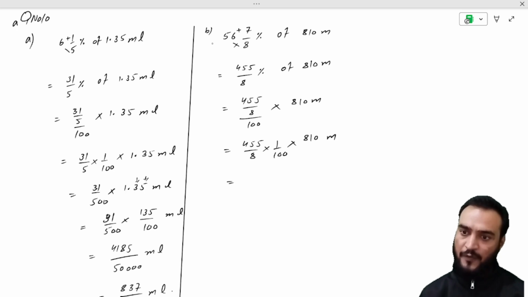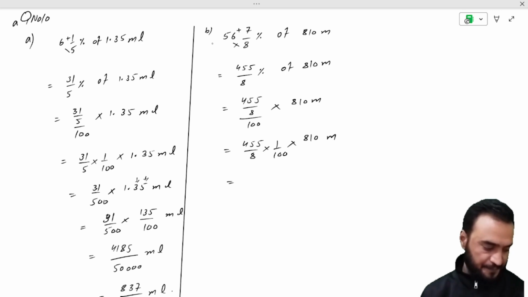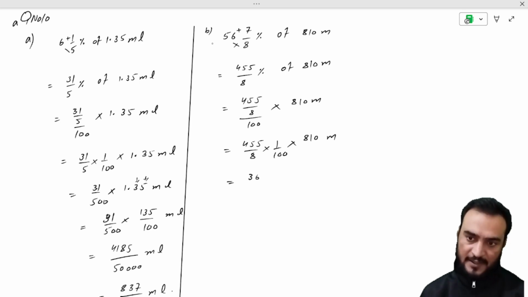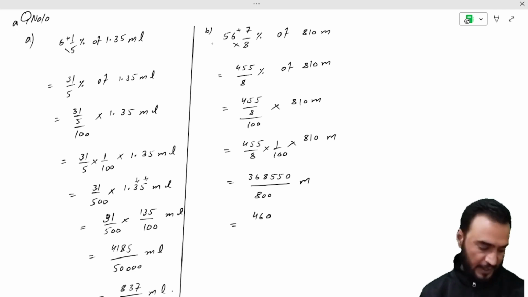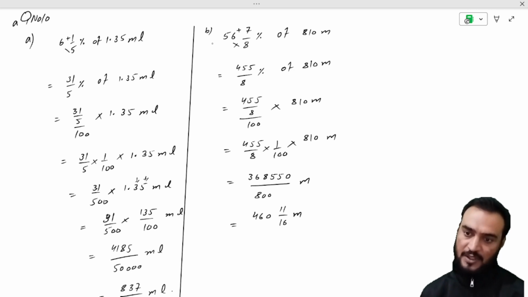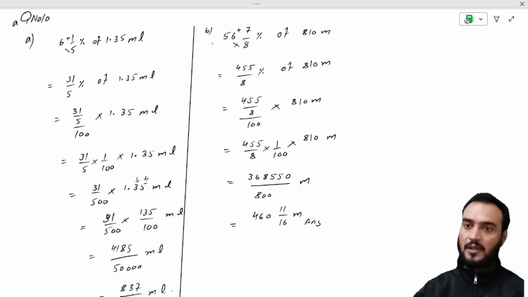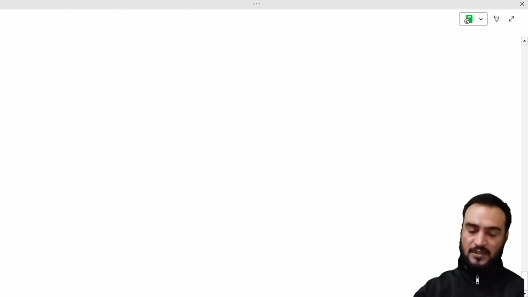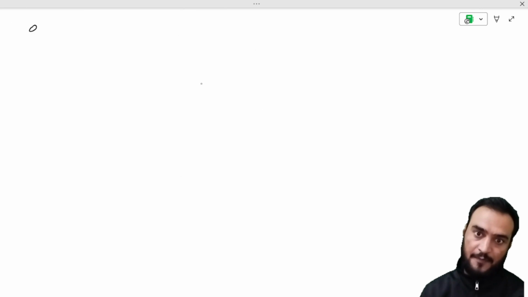We multiply 455 by 810, we get 368,550, divided by 8 times 100, which becomes 800 meters. After simplifying or dividing it, we get 460 into 11 over 16 meters, which is the answer of this question. So this was part B. Now let us solve part C of question number 10.